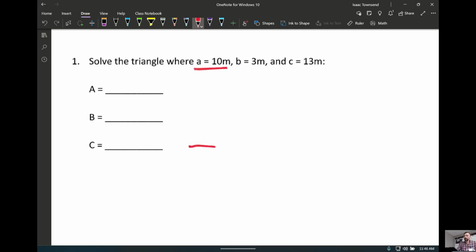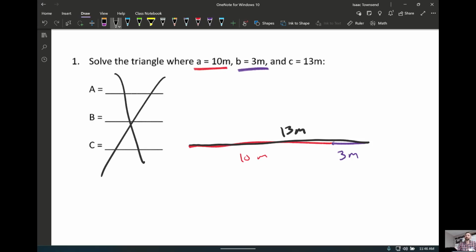If I told you A was 10 meters and B was 3 meters and C is 13 meters, do you see how C would basically have to be on top of A and B like this, and you're not really getting a triangle? That's the only way for them to connect. So you can't just make a triangle out of any lengths that you want to.